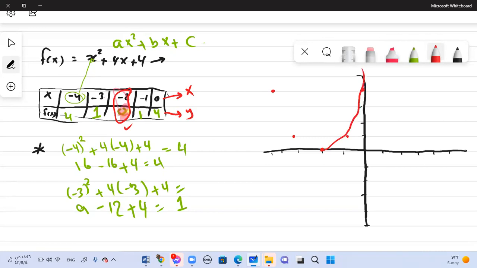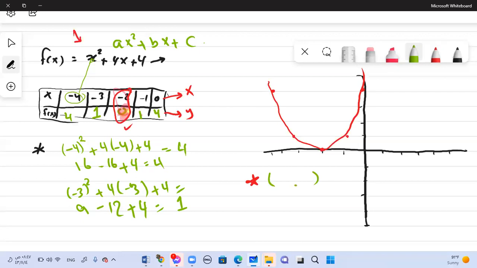For the vertex form, it must be a bracket (x minus h). Yes, but now I solve by using the standard form. Okay, this represents the vertex. Now you can look at the graph. You can determine the vertex from the graph.